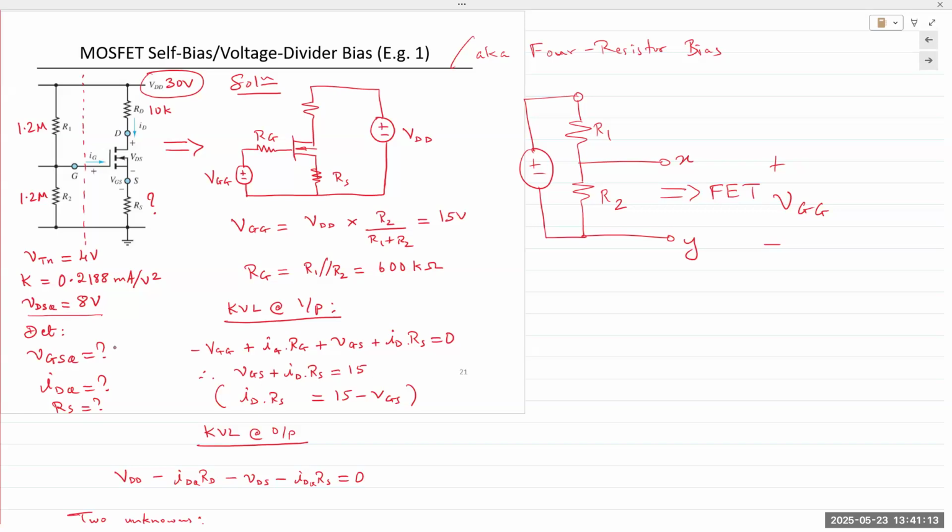So 1.2 mega ohms in parallel with 1.2 mega ohms gives us a total equivalent resistance RG of 600 kilo ohms. So that's what we have here, 600 kilo ohms. VGG, again, is simply divided in half, so it's 15 volts across both resistors. The 15 volts is going into the gate terminal. Okay. The Thevenin equivalent circuit.